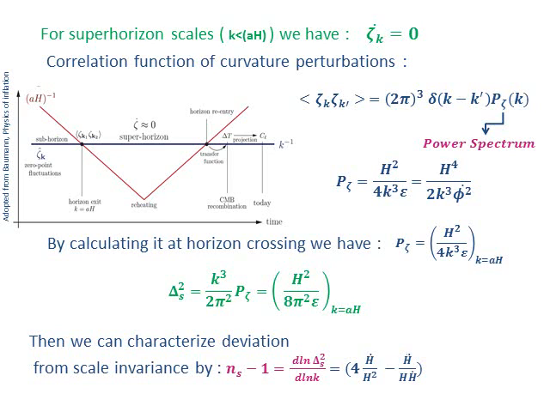It is conventional in the cosmological literature, instead of talking about P zeta, to talk about a dimensionless quantity called delta s squared, which is proportional to k cubed times P zeta, and which at horizon crossing is H squared over 8 pi squared times epsilon. As I said, this dependence of 1 over k cubed is due to scale invariance. But if the theory is not completely scale invariant, then there is a parameter called n_s minus 1, which measures the deviation from scale invariance. So n_s minus 1 is equal to the derivative with respect to logarithm of k of the logarithm of delta s squared.